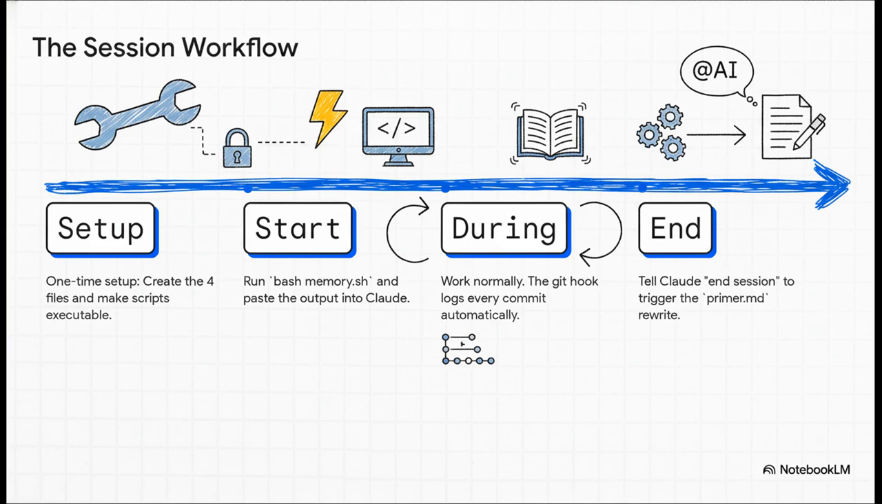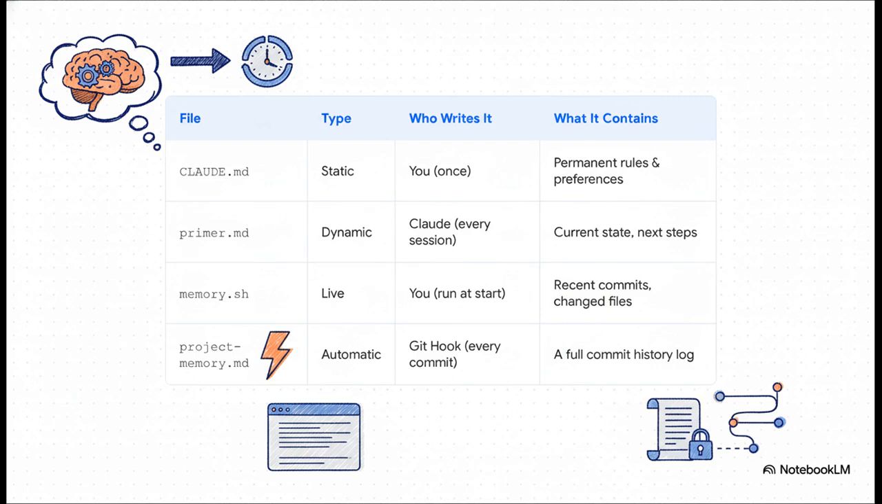Your new workflow is beautiful in its simplicity. After that one-time setup, you just start each session by running your memory.sh script. You code like you normally would, and that little Git hook is silently logging your commits in the background. Then, at the very end, you just tell Claude "end session," and it updates the primer.md file for you, all ready for next time. And here it is, the whole system at a glance. This is a great one to screenshot, by the way. It shows you exactly what each file does. CLAUDE.md for your static rules, primer.md for the dynamic state, memory.sh for live context, and project_memory.md for that automatic history.